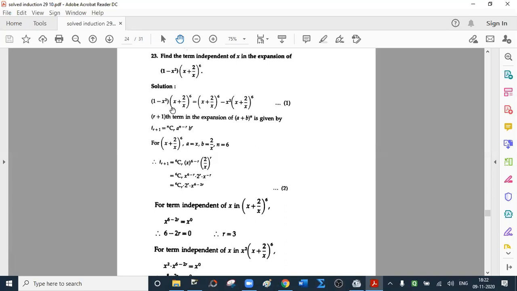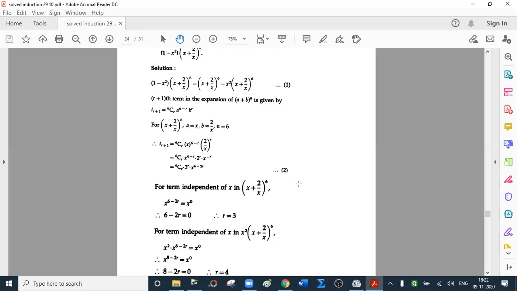But here, if you open the bracket, 1 into this, and then minus x square into this. See, 1 minus x square into this is equal to x plus 2 upon x raised to 6 minus x square into this. Why? Just open the bracket. 1 into this, same, minus x square into this. This is number 1. Now, the general term in the expansion of a plus b raised to n. So for this only, what is the general term? 6Cr 2 raised to r x raised to 6 minus 2r. For the term independent of x in x plus 2 upon x raised to 6, r has to be 3 because the index should be 0. So what is that term?